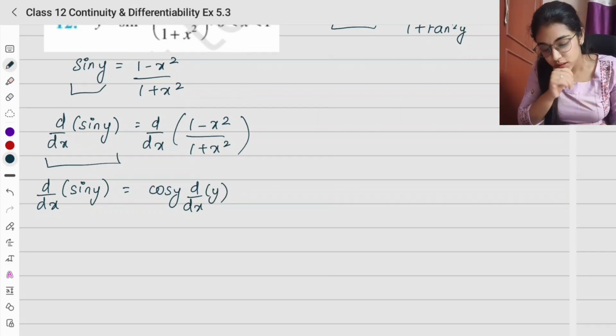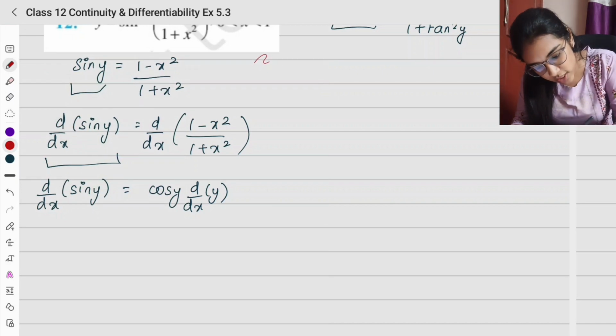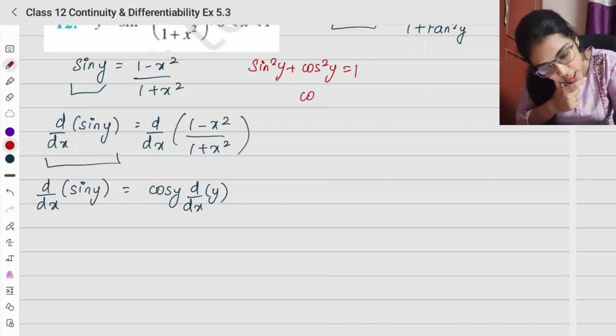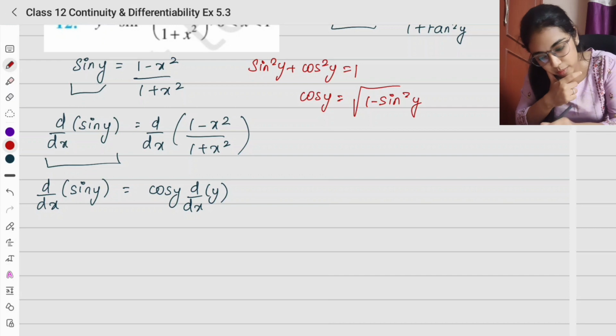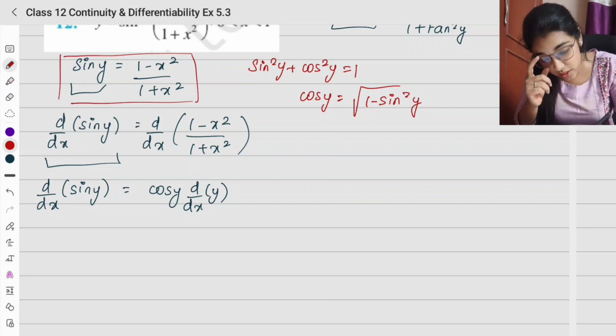Correct? So for cos y, you already know what your sin y is from here. So what relation do you know between sin and cos? You know that sin square y plus cos square y is equal to 1. Do you know this relation? So from this we can find cos y. What is cos y? Cos y is equal to square root of 1 minus sin square y. But what is your sin y from the question? It is this, 1 minus x square divided by 1 plus x square.